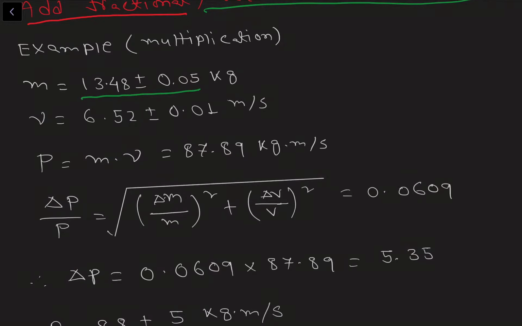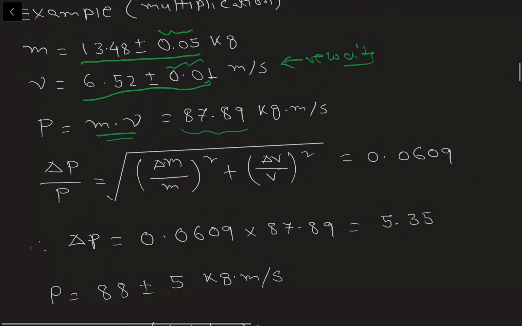So this is our measured mass of a particle, and this is our measured velocity of a particle. The error is given here. Mass is 13.48 plus or minus 0.05. Velocity is 6.52 plus or minus 0.01 meter per second. Now we want to calculate momentum. So momentum is m into v, it is coming out to be 87.89 kg meter per second.